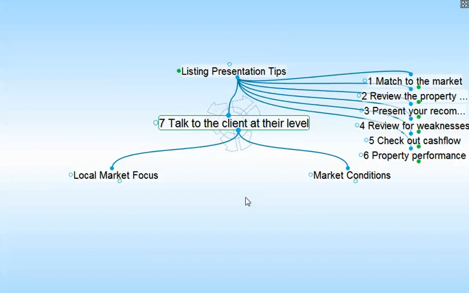Number 7. Talk to the customer at their level of understanding. Lead them through the recommendations required for a property of that type in today's market. Give reasons for your recommendations and evidence from the local property market. Understand what's going on locally and then draw the client's attention to that activity. It will help you condition the client accordingly.